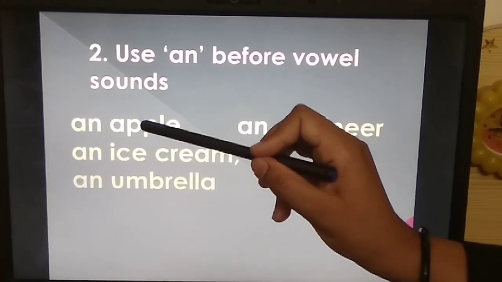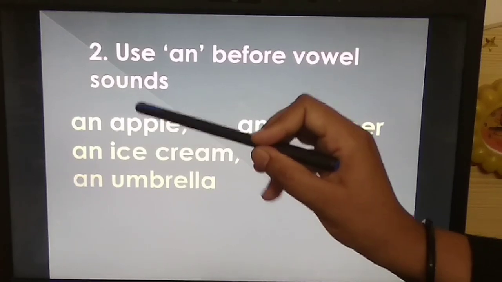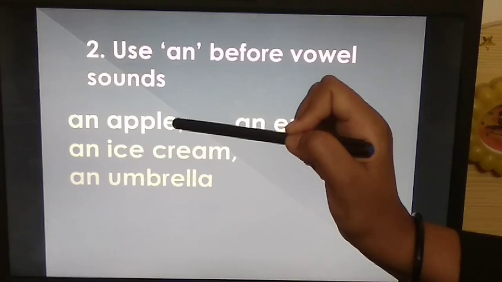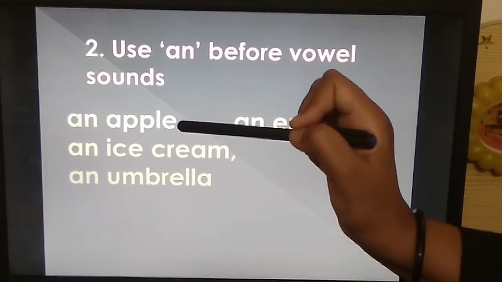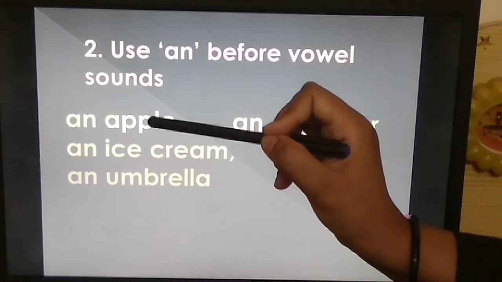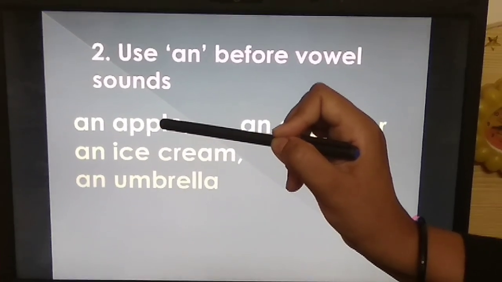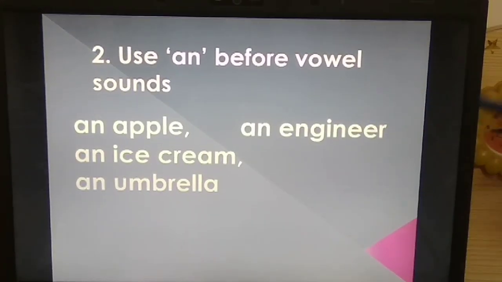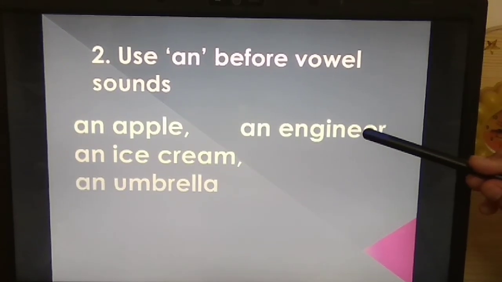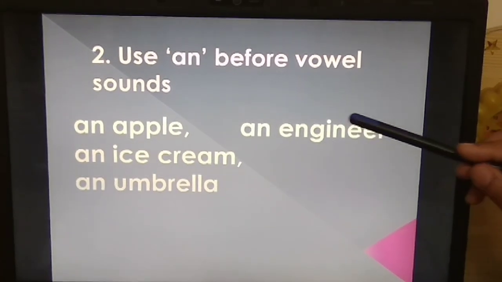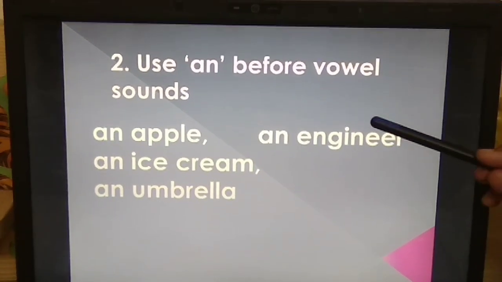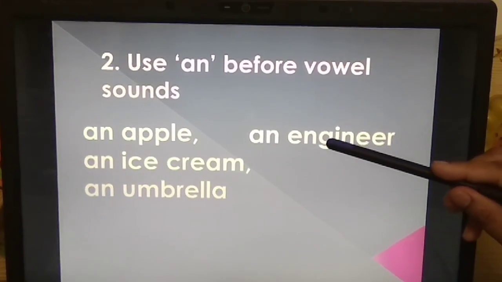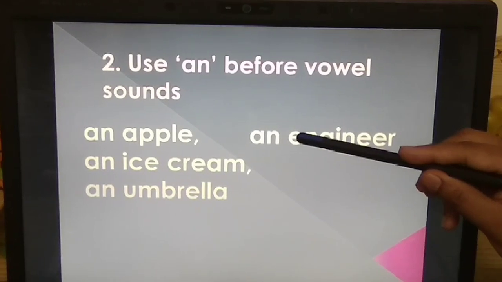Apple, it is starting from A. So what are you going to place before it? An. Now tell me why we are putting "an" before apple. Why? Because it is starting from a vowel and it is a vowel sounding word. So we are placing "an" before apple. Come to the second one. Now check it out. An engineer? Yes, it is right, because engineer is starting with a vowel, that is E. Therefore, we have placed "an" before it.